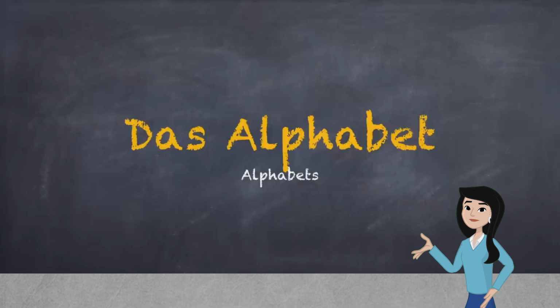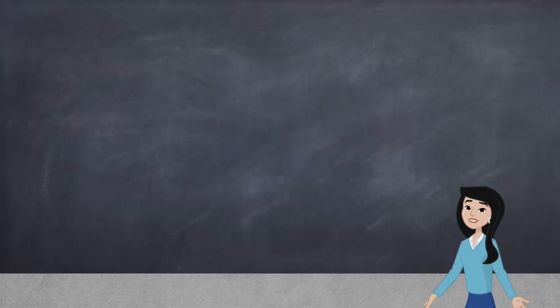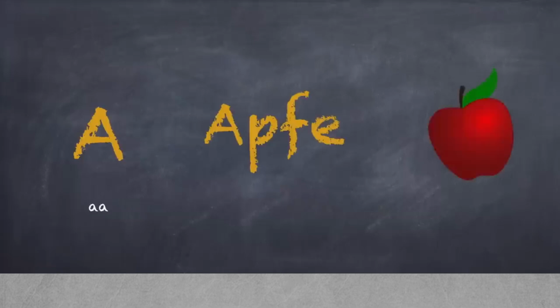So, let's begin. With each letter, we will be learning a word. This word will be in German, and this word will show us how this letter is pronounced. The first one is already here. A. Apfel.